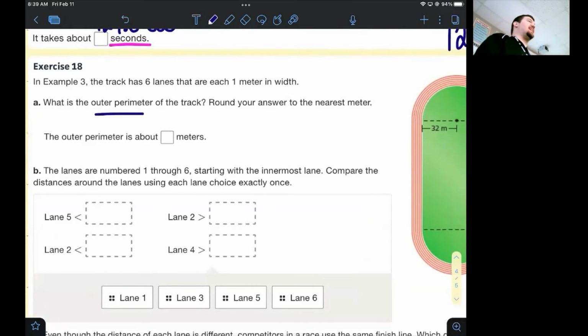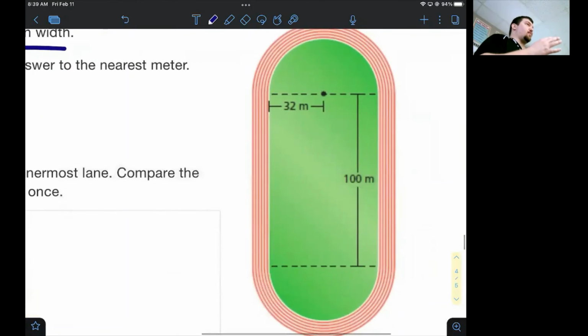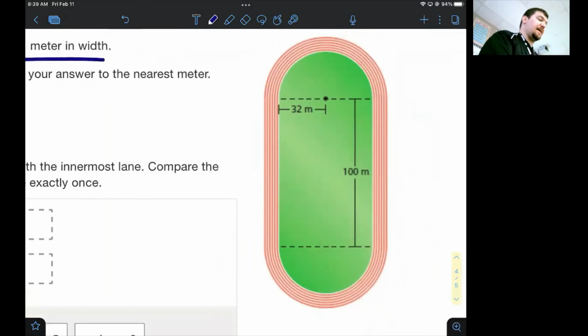So what happens if you're in lane 6 and not in lane 1? Well, it says that each lane is 1 meter in width. That's going to be really important for us because it's going to change our perimeter, because the inside of the track has a shorter perimeter than the outside of the track. So in the last example, I highlighted the inside. Now I'm going to highlight the outside of the track.